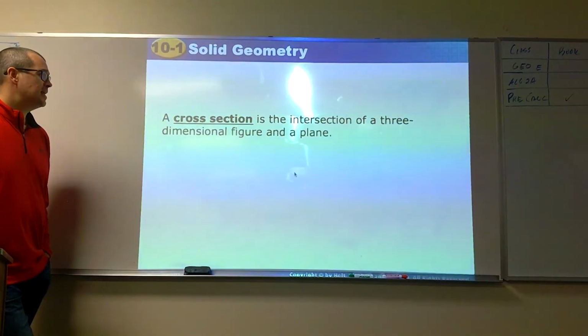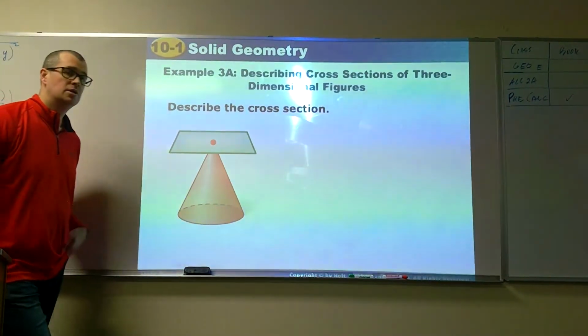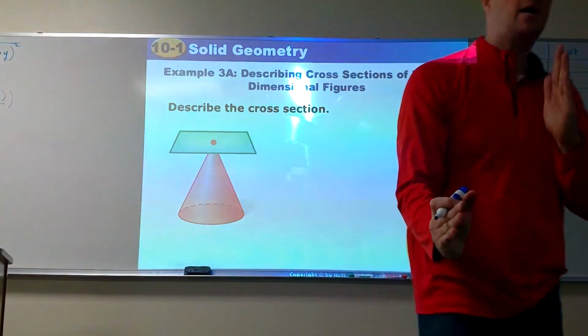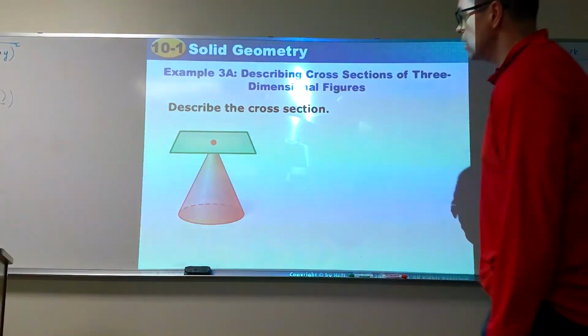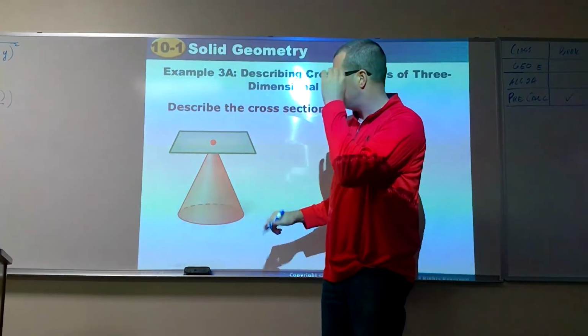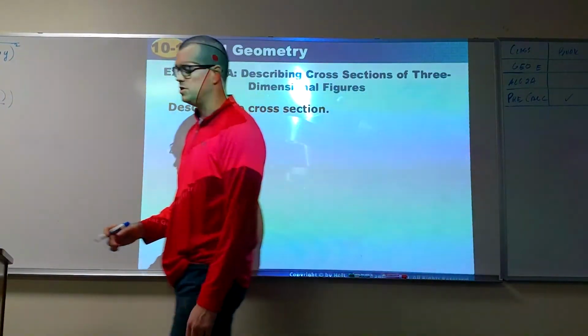And then last but not least, the cross-section. The cross-section is the intersection of a three-dimensional figure in a plane. So a cross-section is like, hi-ya! What do I get when I cut it? Okay? So if I cut the top of that cone, what's left on the sheet of paper there? That would be a vertex.